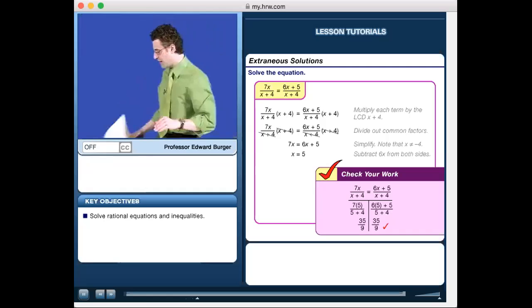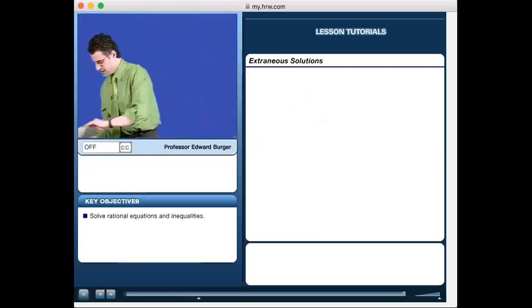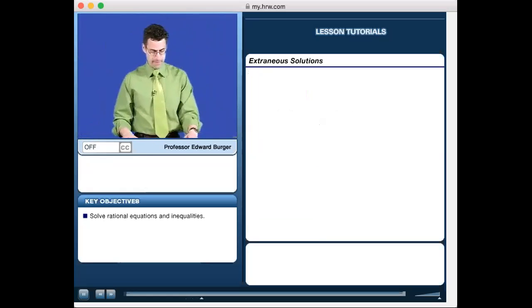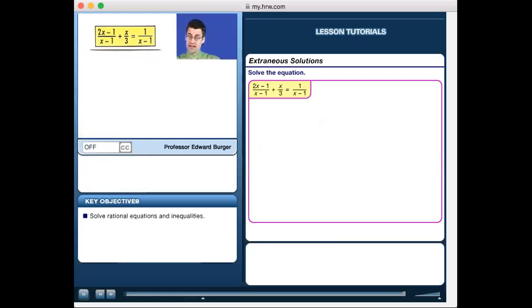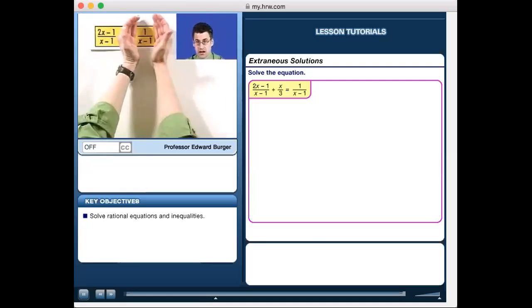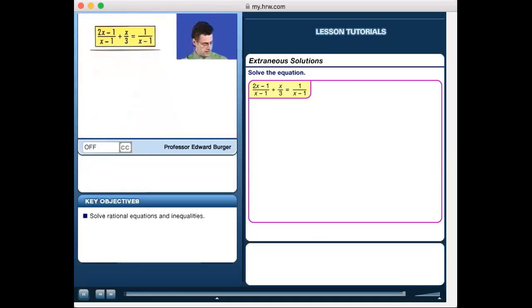Cool. Let's try one more together, because they are kind of fun, and it's sort of neat to see all these things in action. Now, here you'll notice that when I see the denominators in the equation, there are different types. There's x minus 1, but there's also a 3. If you want to sort of clear all the denominators, you can multiply by the least common denominator, which in this case will be 3 times the quantity x minus 1. So I'm going to multiply this by 3 times the quantity x minus 1, and this by the quantity 3 times x minus 1. Now what's going to happen?